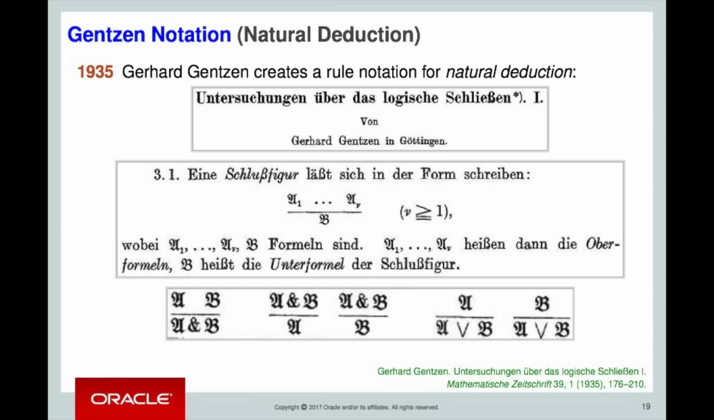So if you know A and B, then you conclude A and B. If you know A and B, you can conclude either A or B. And if you know either A or B, you can conclude A or B. And that's the gist of those particular 5 rules of natural deduction down there. This is 1935.